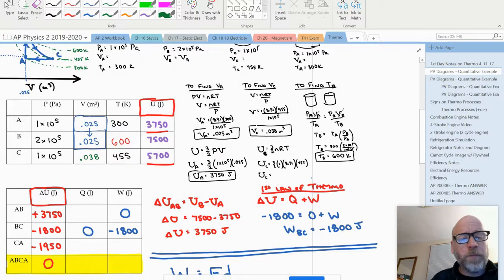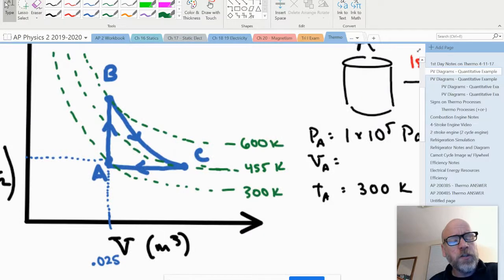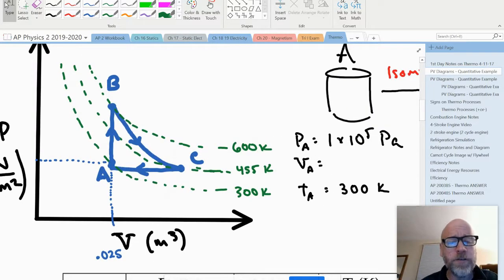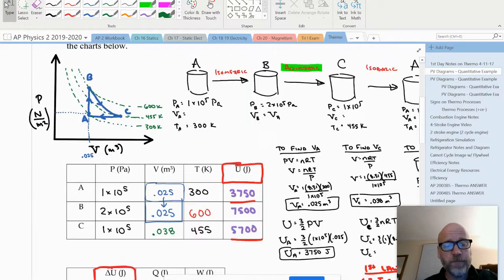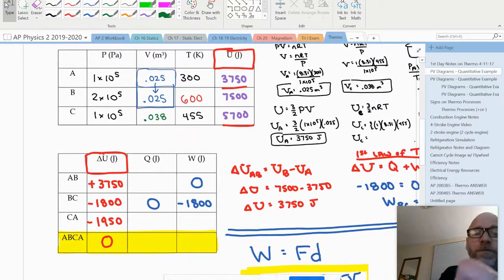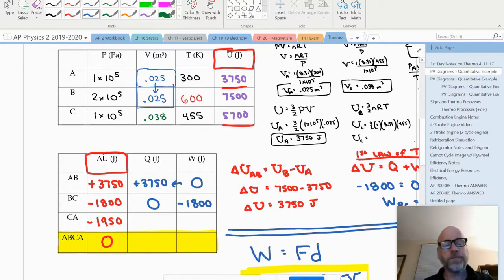Let's look back up at the graph. Look at A to B. Did the volume change? No. That means the gas was neither compressed or expanded, so the work done on or by the gas is 0. Check, check. Now that I know that, I can find easily enough that the heat added to the system must have been net plus 3,750 joules. Good.